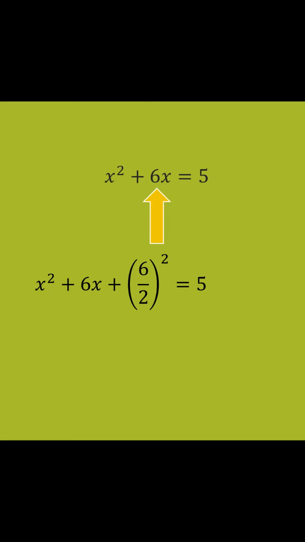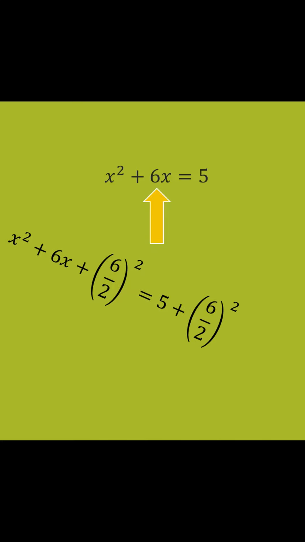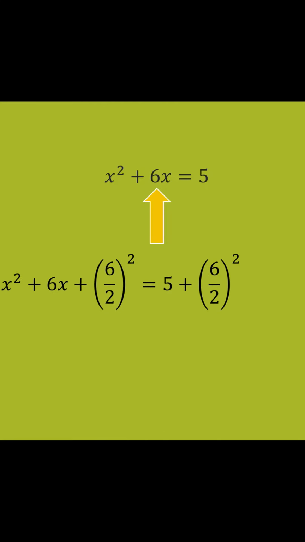If I add that to the left side, I now have x squared plus 6x plus 6 over 2 squared, but it's still equal to 5, which makes this a little lopsided. I need to even that back out by also adding 6 over 2 squared to the right side. Now that I've added the same number to both sides, my equation settles back out again.